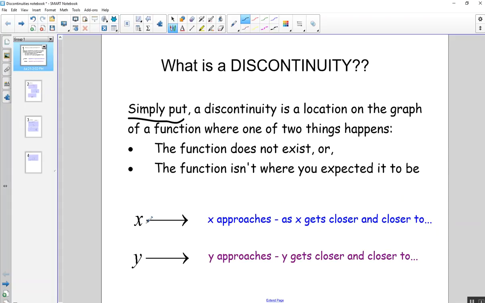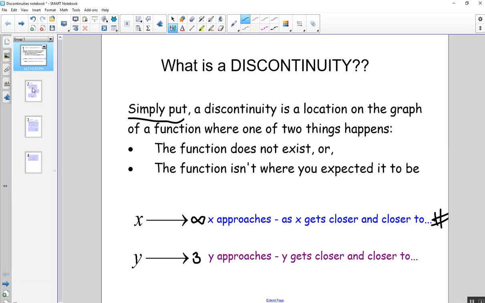Before we do, there's a little bit of notation I want to show you. This is x with a big long arrow pointing to the right, and this means x approaches, or in other words, as x gets closer and closer to some number, or some value, or infinity. And then this y arrow means y approaches. So often we'll say something like, as x approaches infinity, y approaches, and then put a number or an infinity symbol or something else to that effect.